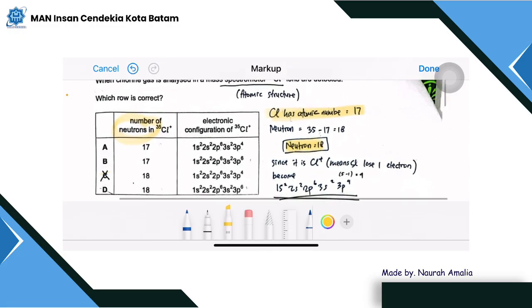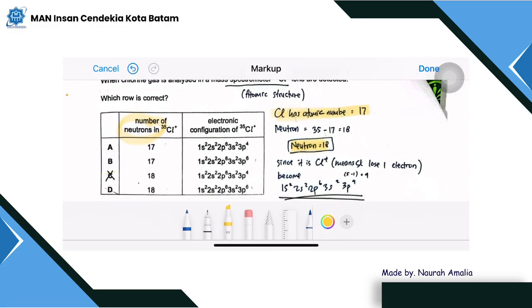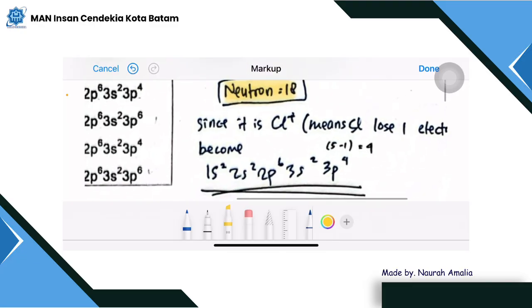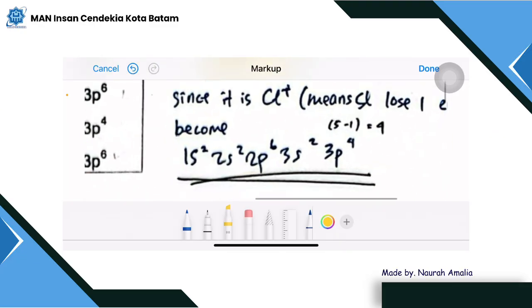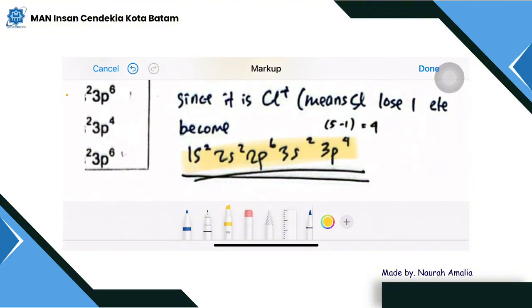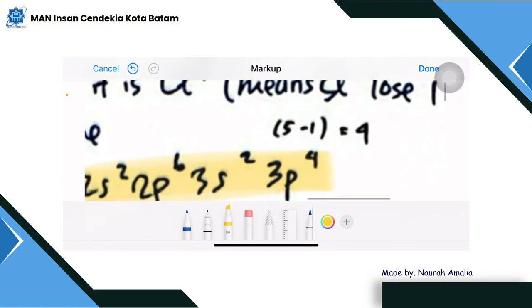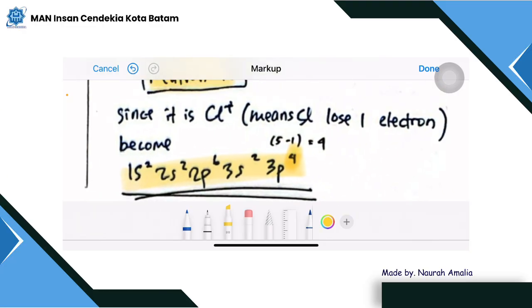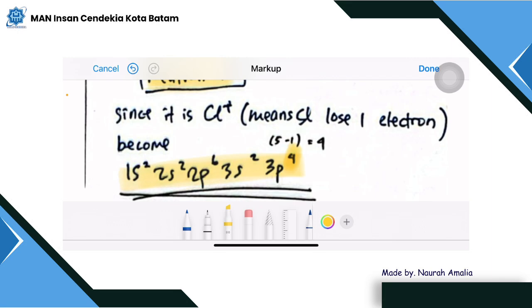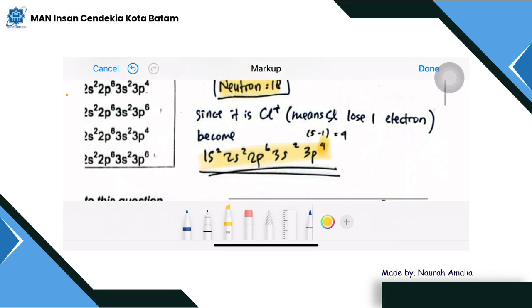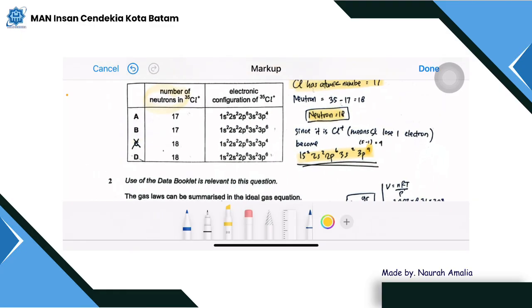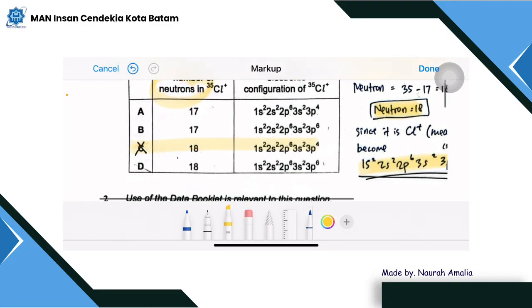And since it is chlorine plus, meaning chlorine loses 1 electron, the electronic configuration becomes 1s2, 2s2, 2p6, 3s2, 3p4. The change is from the valence electrons. At first it is 5, but when chlorine loses one electron, 5 minus 1 equals 4, so this is 3p4. So the correct answer is C.